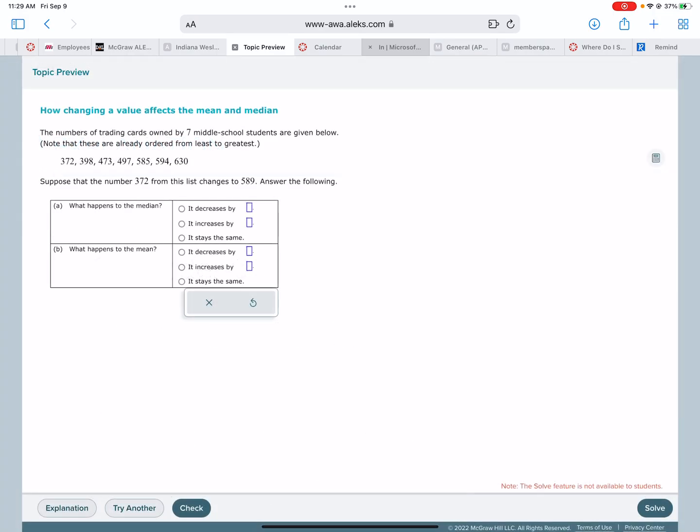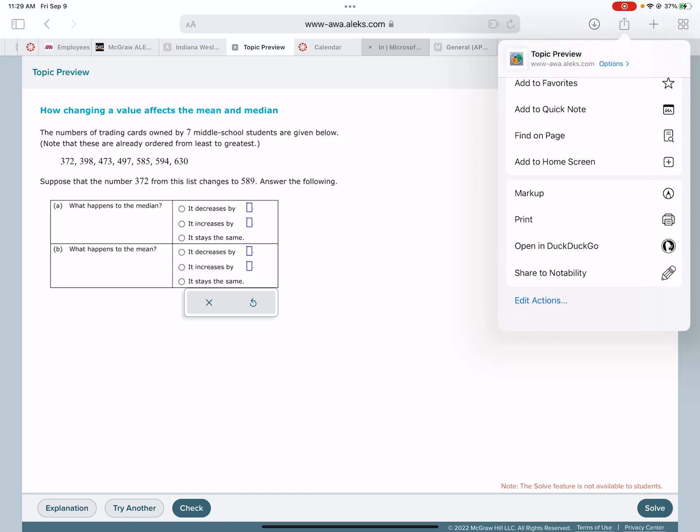Now we're going to go into something a little more complicated by changing the data and seeing what happens to the mean and median. If you're not sure, you can definitely just put them in your calculator, do the particular change, and see what happens. So I have these 7 data points. Now it says this is what's going to happen.